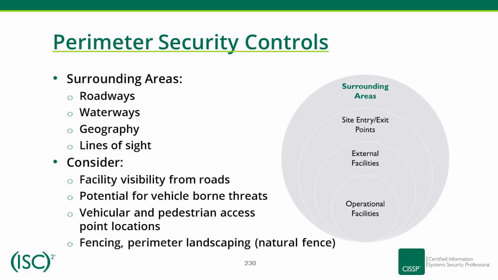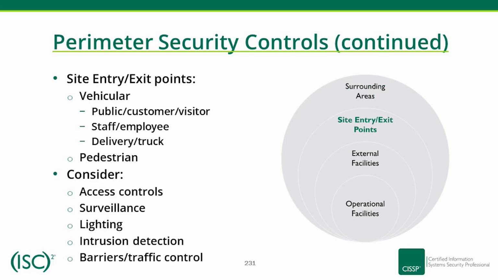Perimeter security controls. Surrounding areas: roadways, waterways, geography, lines of sight. Consider facility visibility from roads. Potential for vehicle-borne threats. Vehicular and pedestrian access point locations. Fencing, perimeter landscaping, natural.